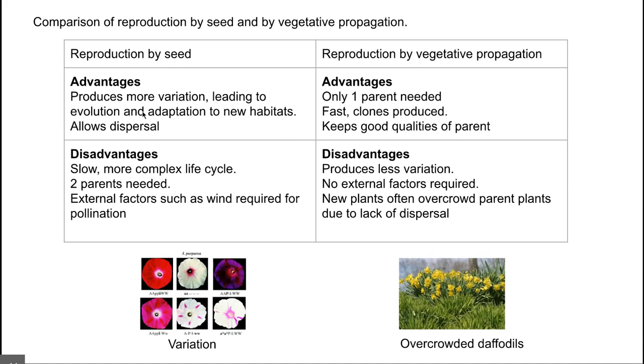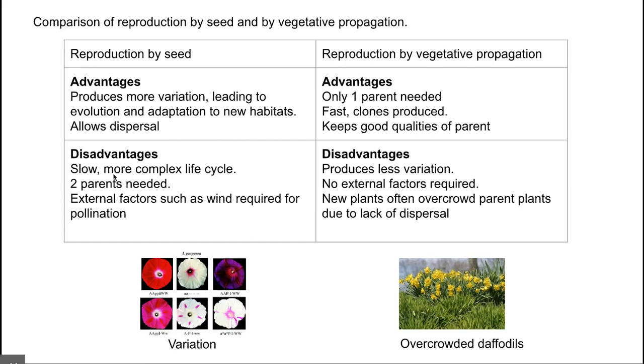Why do we get variation in reproduction by seed? Because it involves sexual reproduction, and sexual reproduction involves gametes that are formed through meiosis. So sexual reproduction and meiosis both lead to variations. It allows dispersal because part of the reproduction by seed process is that seeds are going to be dispersed. So that means it can move to new locations and get away from the parent plant.